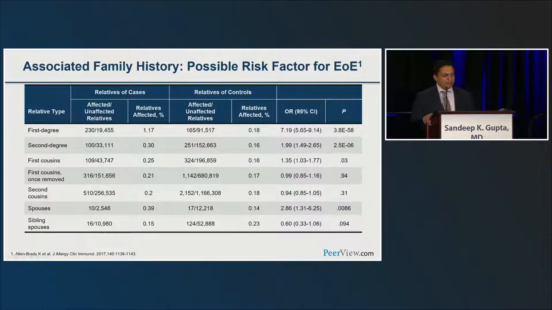How about family history? Well, multiple studies have been done, and it is interesting that first-degree relatives of someone with EoE have an odds ratio of 7 times the normal population of developing EoE, and that could be because of a genetic issue. But if you look further down, those with a spouse have about a 3 times odds ratio of developing EoE. So that's definitely not a genetic issue in most, but it's mostly an environmental concern. And even your sibling spouses have less of a risk. But if you're in the same environment with the person every day, you do have an increased risk, suggesting that environment plays a role in this entity.